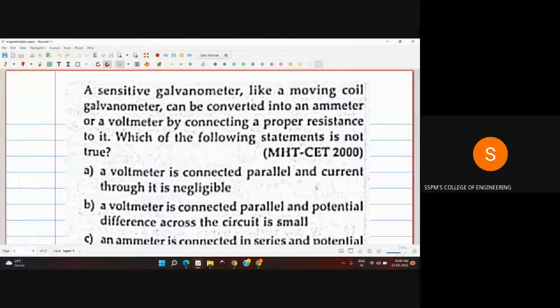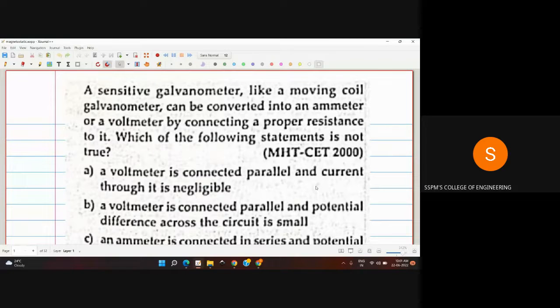The name of the chapter is Magnetic Field Due to Electric Current. In fact, I will try to solve various examples which were asked in the last exam, MHT-CET exam and other competitive exams. And while solving the examples, I would also like to cover a little bit of theory. And definitely, I assure you that you will understand the concept of magnetic field due to electric current.